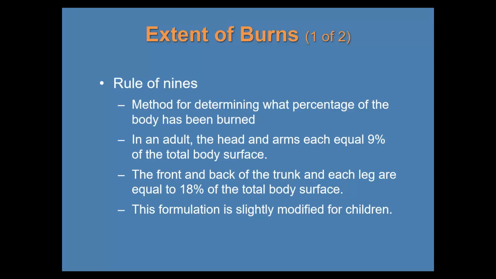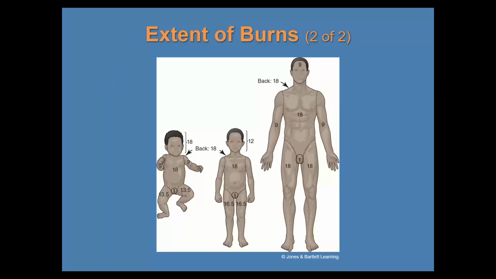So again, it's slightly modified for children. As you can see here, it breaks it down a little bit more. We're just going over here to the right to the adult. Like I said, the torso, front and back, is 18. Each leg is 18. Genitals is 1. Each arm is 9. Head is 9. And then as you can see, as we start going down for children, the head increases. So the same in some areas, and some areas are a little bit different.